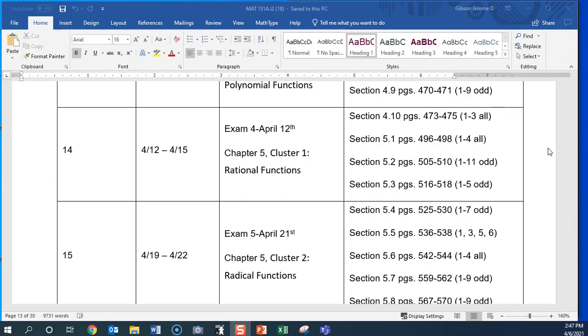Okay, so for section 4.10, we're supposed to go to pages 473 to 475 and do 1 through 3, all. Now, what I'm going to do is just cover problem number 1, and problems number 2 and 3 you all would need to do on your own. So first, let's turn to page 273.